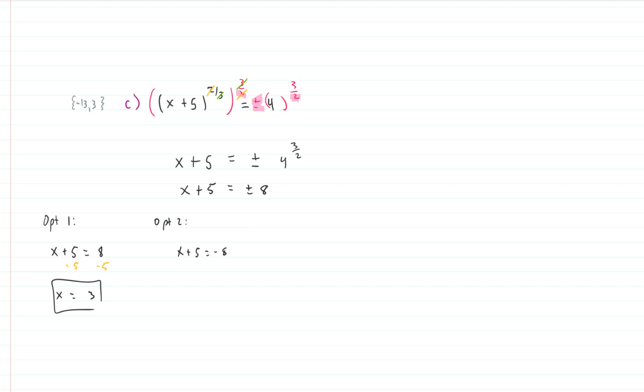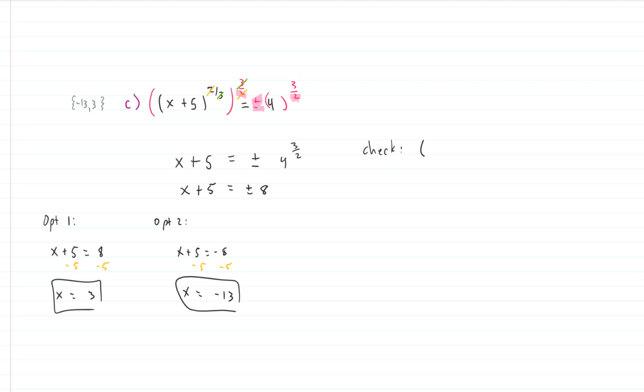So x plus 5 minus 8. If we subtract 5 on both sides, we get x equals negative 13. Let's check both of those to make sure they're both valid solutions. So we plug it into the original.